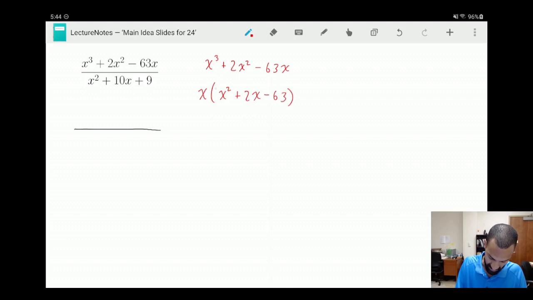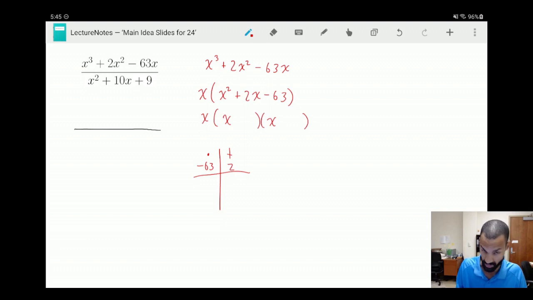Now, I don't have a number besides a 1 in front of that x squared, so I am going to see what two numbers multiply together to be negative 63, but add together to be 2. If I find those two numbers, I can jump straight to my final answer. Remember, that's allowed whenever there's a 1 in front of the x squared.